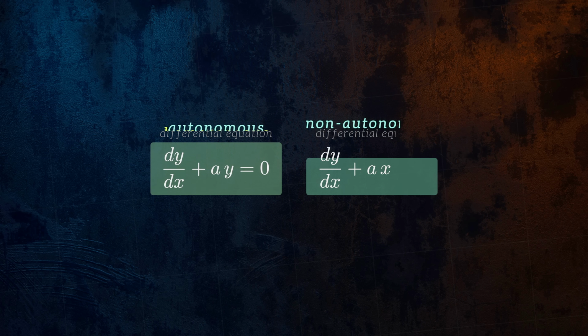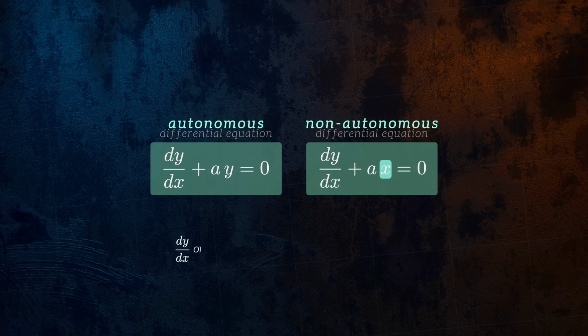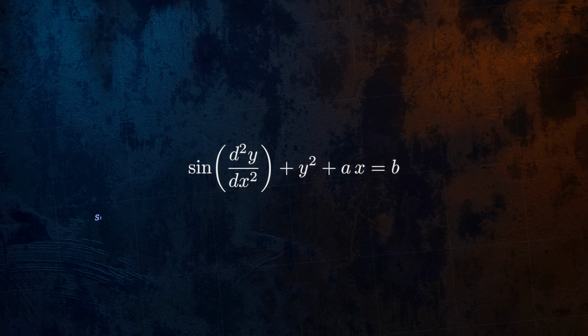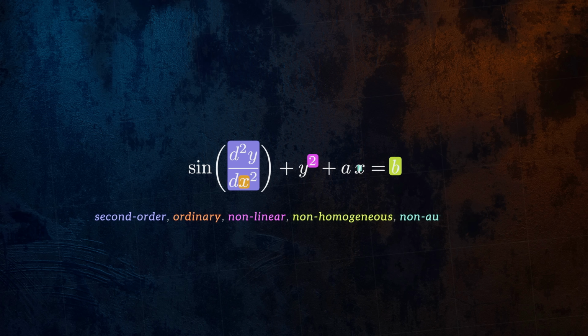And it's autonomous if the independent variable doesn't appear in the equation, and no terms depend on it. In systems defined by autonomous equations, the evolution of the system only depends on the current state of the system, not on the independent variable itself. These categories aren't mutually exclusive. Here's an example of a second-order, ordinary, nonlinear, non-homogeneous, non-autonomous differential equation.